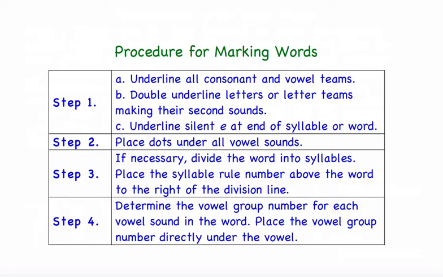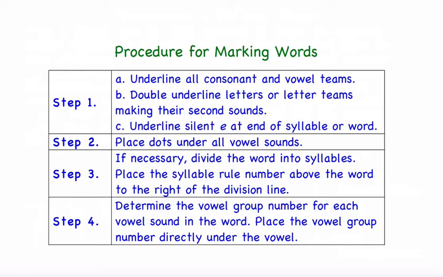And briefly, let me review the marking procedure. You underline all consonant and vowel teams, double underline letters and letter teams that make their second sounds, and if you have a silent E at the end of the word, place a line under that silent E. By the way, E in an LE team is not a silent E. The LE join together and form a team.